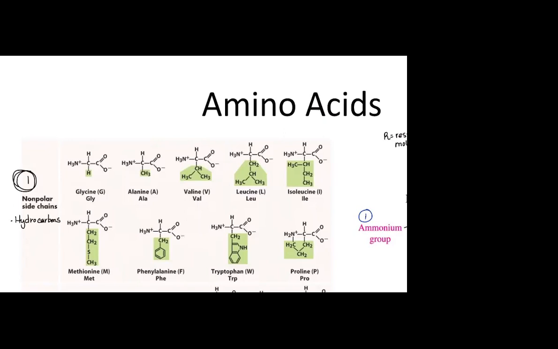And look at the hydrocarbons. We have CH3, we have isopropyl. This is isobutyl, this is sec-butyl. Here we have a benzyl group. Here we have a cyclic compound. Okay. Out of all of these guys, glycine is the only one that has a hydrogen as a side chain.